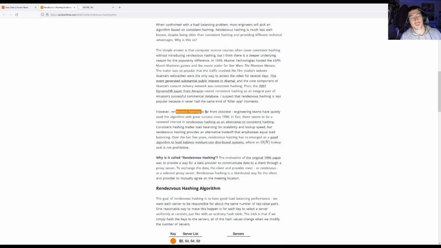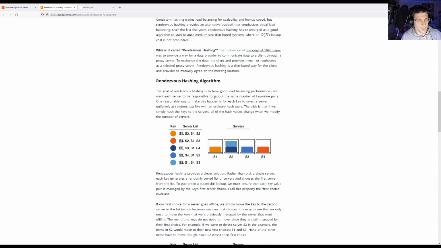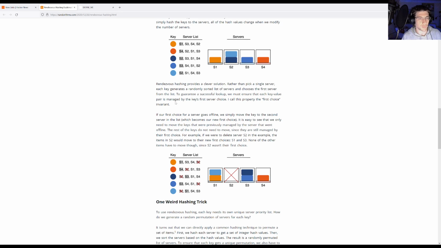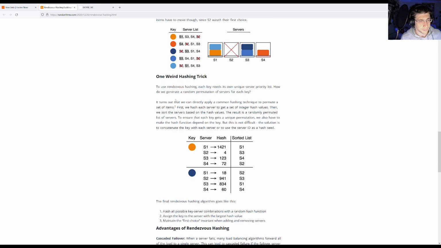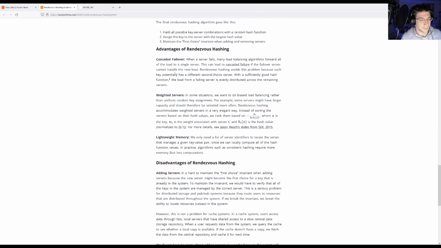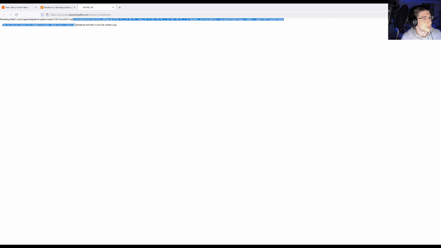However, rendezvous hashing is far from obsolete. So the goal is to have good load balancing performance. That's really important when scaling, when working with, in my case, for example, web applications that have a lot of traffic, a lot of users. One weird hashing trick. Wow. Very cool, guys. I'll leave the link here so you can learn about rendezvous hashing and get a little bit of culture.